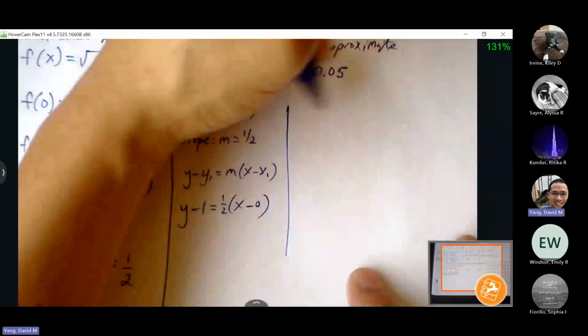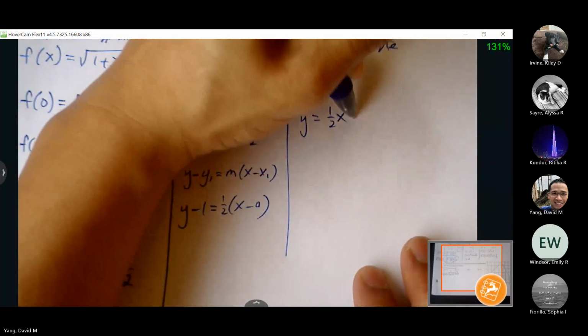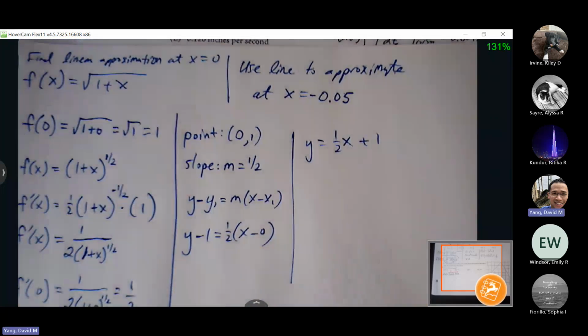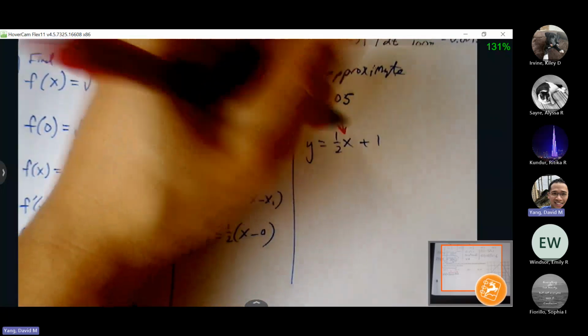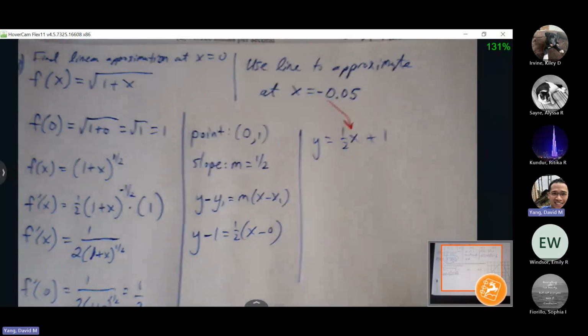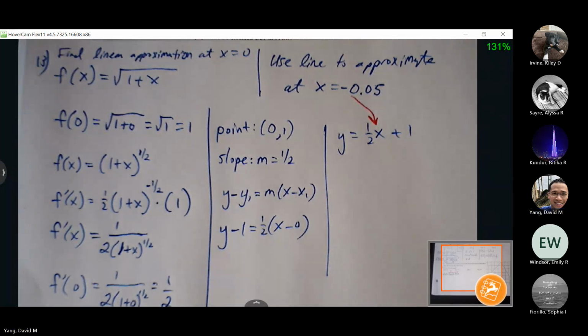Let me get y by itself. So now that I have my tangent line equation, my final step is to insert that decimal. Basically, that's the easiest part of the problem, just plugging in. But all your work is basically your tangent line equation, right?